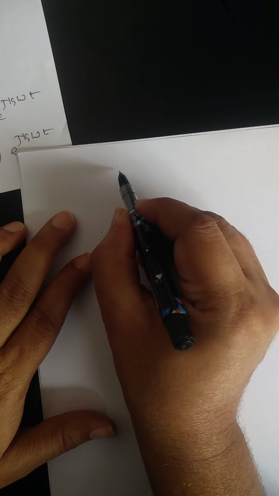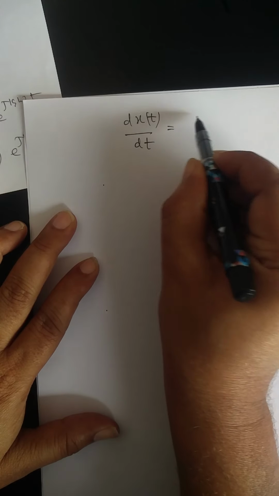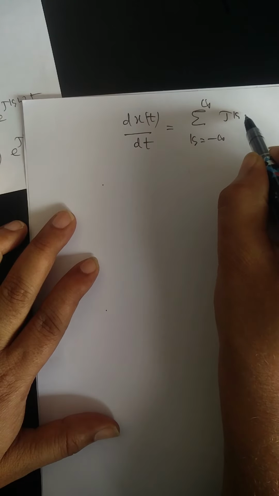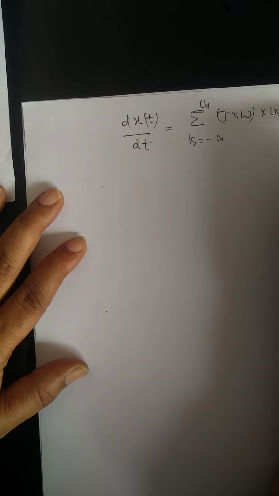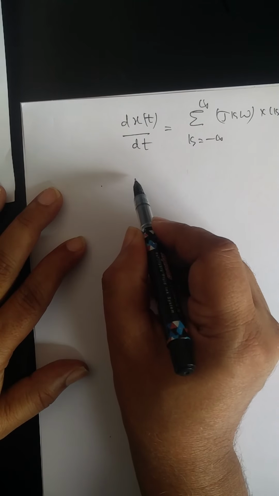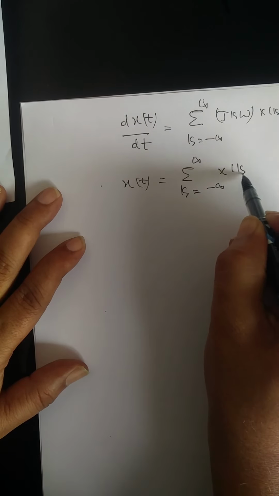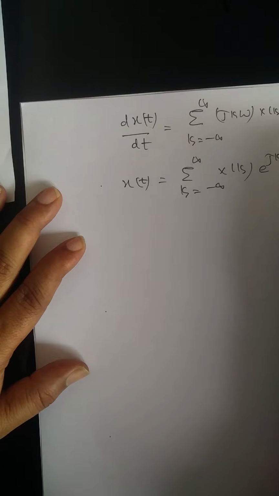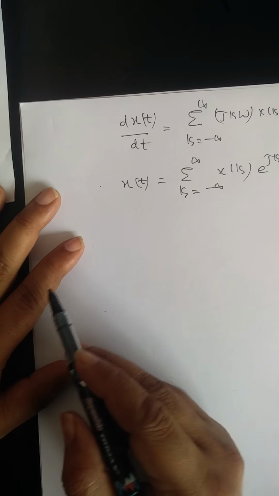with the definition, you know that the differentiation of x of t with respect to t is summation of k from minus infinity to plus infinity of j k omega x of k into e to the power of j k omega t. Comparing this with the equation we know, that x of t is equal to summation of k from minus infinity to plus infinity of x of k e to the power of j k omega t. Take this as equation number 1 and the other as equation number 2. Comparing these two equations 1 and 2, this is the definition of Fourier series.